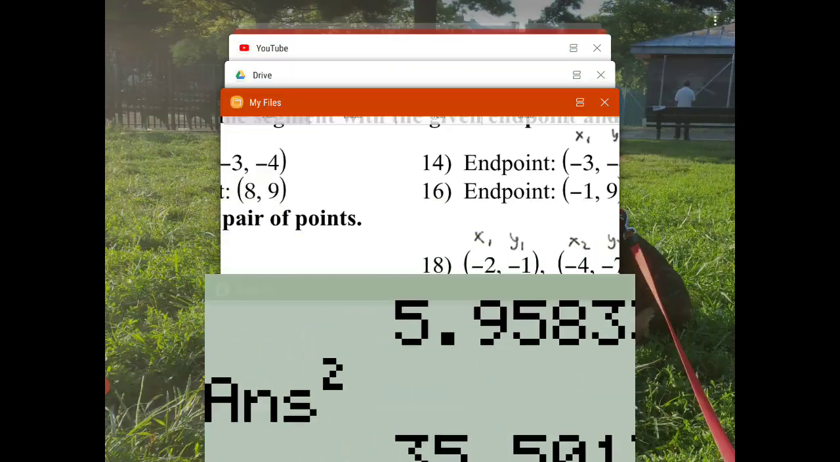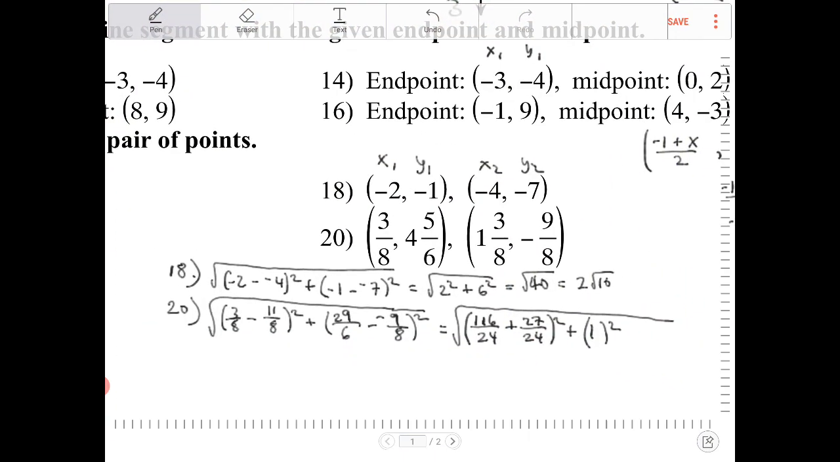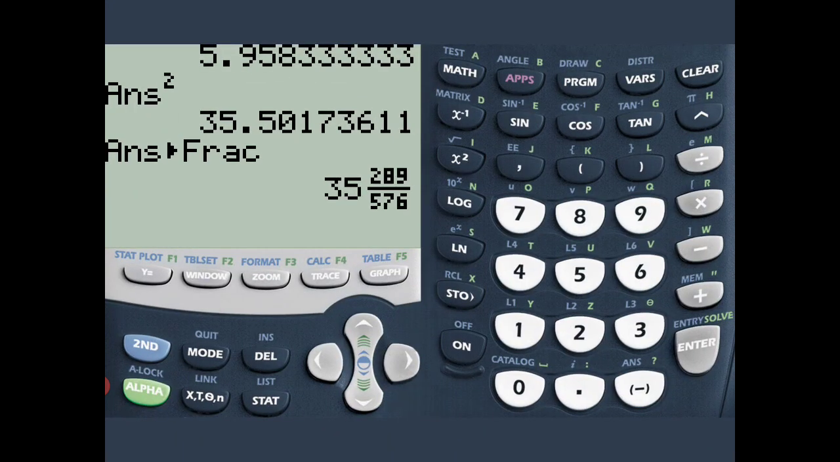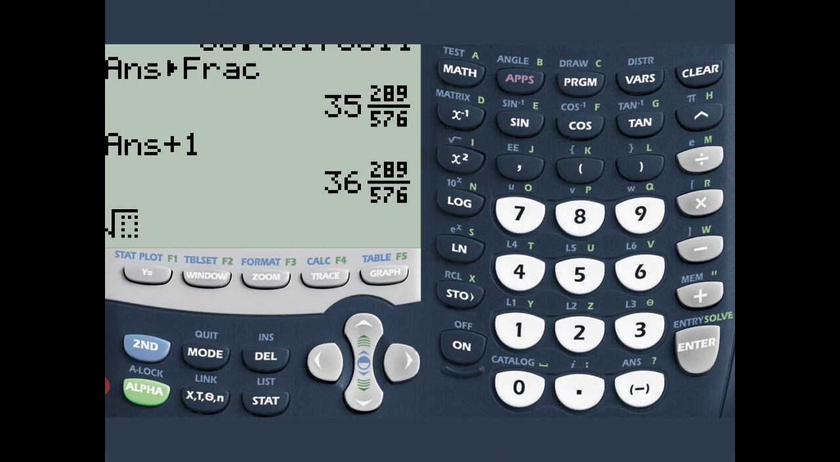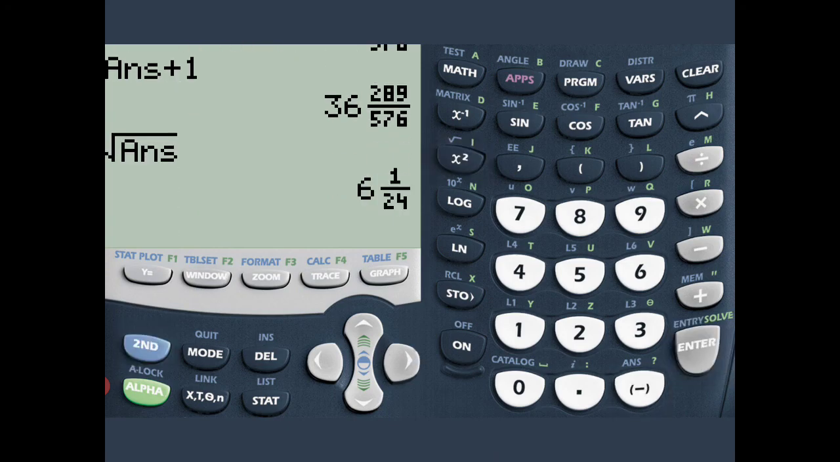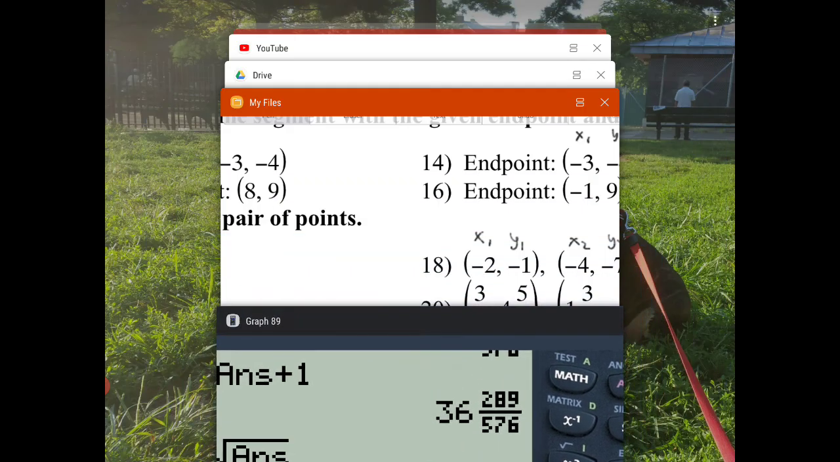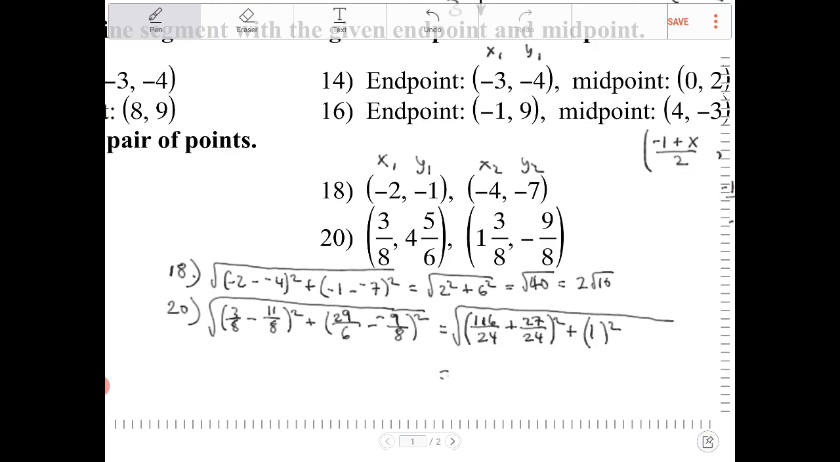Okay? And honestly, for this problem, it's that annoying. So I'm just going to add 1. And then I want to take the square root. So 6 and 1/24 is the final answer. Okay.